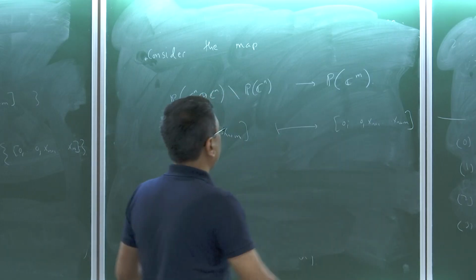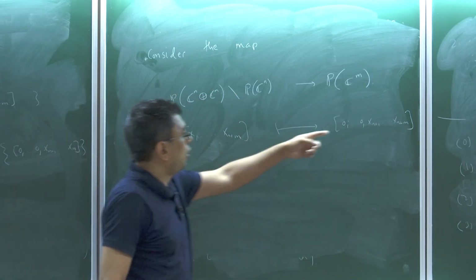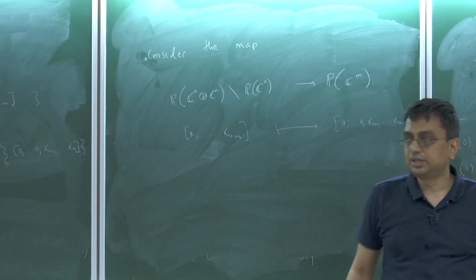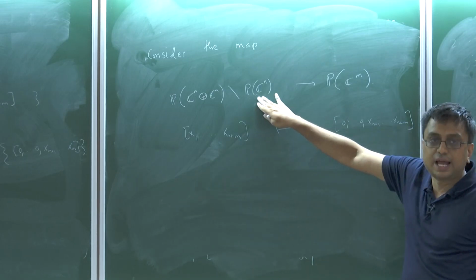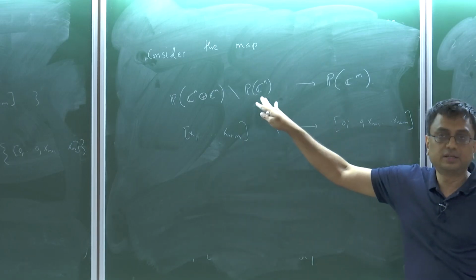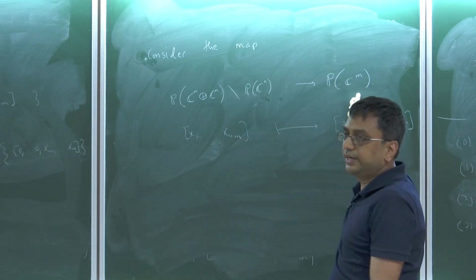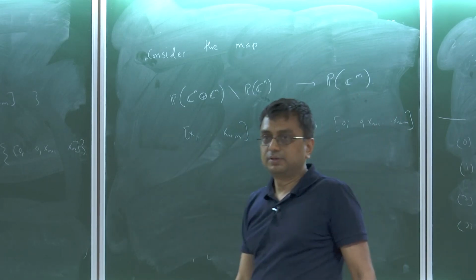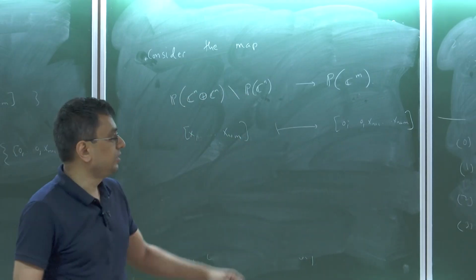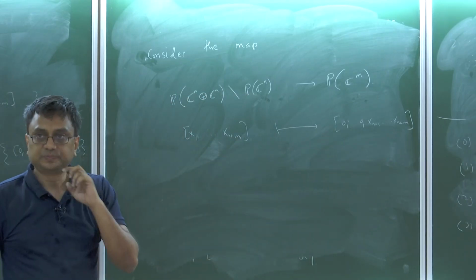Of course, this map is not defined when all these last coordinates are 0, which means it is not defined for points which lie in this projectivization, right? But outside this it is well defined. What are the fibers of this map? So if I take a point here, what is the inverse image?